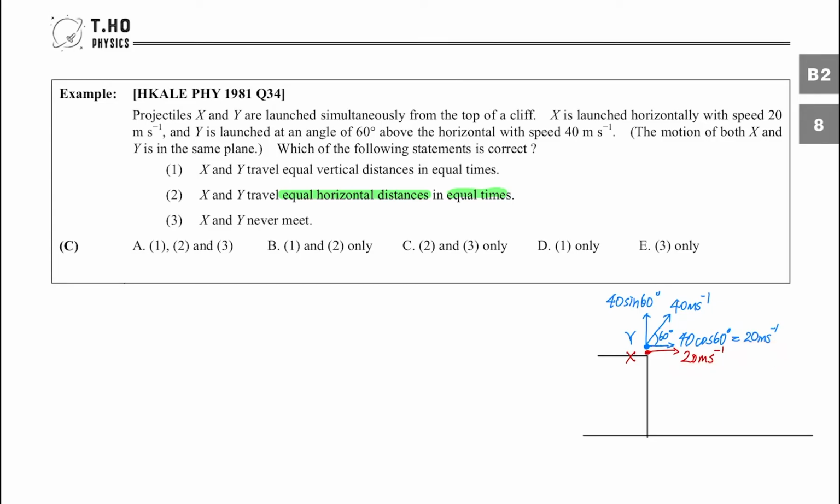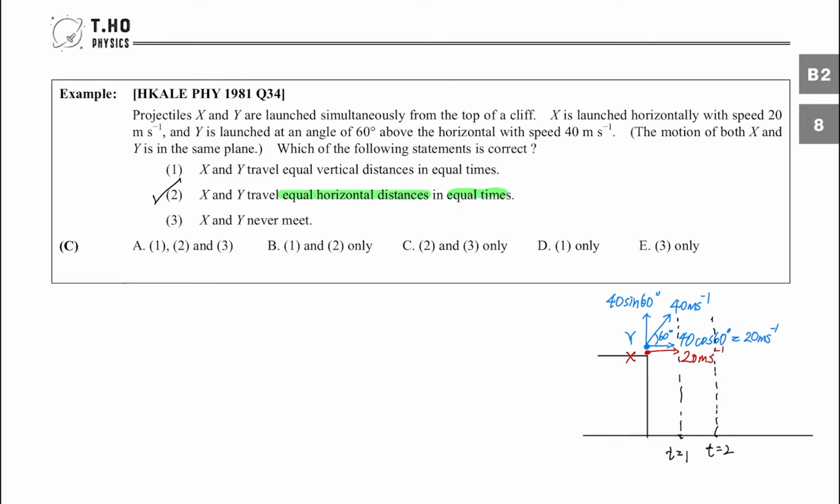In other words, in 1 second, X and Y will travel to the right hand side for 20 meters. So at t equals 1, they would be on the same vertical line. And at t equals 2, they move the same horizontal distance again. So statement 2 is correct. They travel equal horizontal distance in equal time.